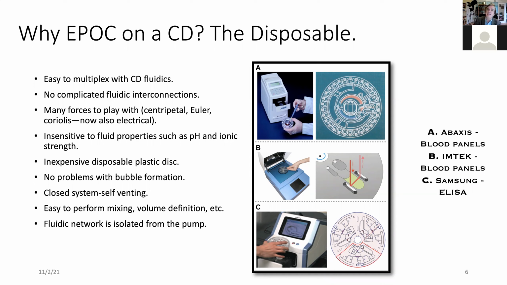But here, because of the spinning, you're spinning out the air. Just because of the motion, the liquid will go to the right, and the air bubble will go to the center. So you're getting rid of bubbles. It's a closed self-venting system. That means you can keep it all self-contained, so there are no disposal issues, preventing contamination. It's easy to perform mixing, volume definition. So pretty much anything you imagine in terms of analytical processes in a typical laboratory, you can do on this platform.